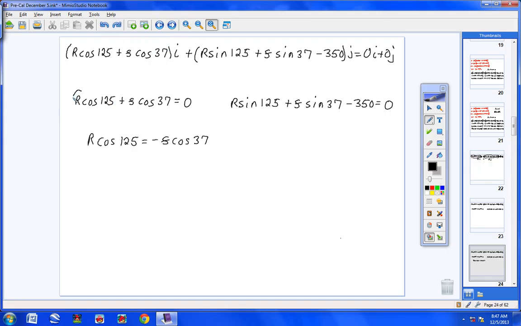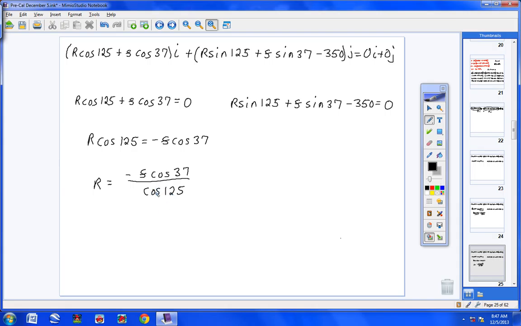First of all, if I want to get R all by itself, I must take this term here, S cosine 37, and bring it over to the other side. And when I do, it becomes a negative S cosine 37. Now, what's still with the R that you want to get rid of? This. And they're multiplying, right? R times cosine 125. So I'm going to divide both sides by the cosine of 125. So it looks like this. Okay, I divided both sides by the cosine of 125.